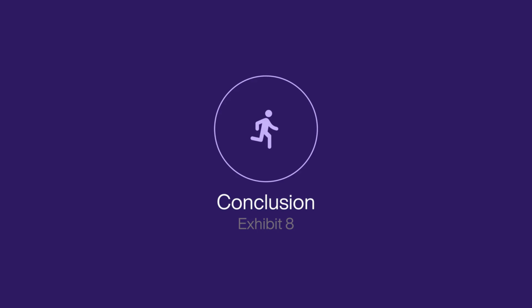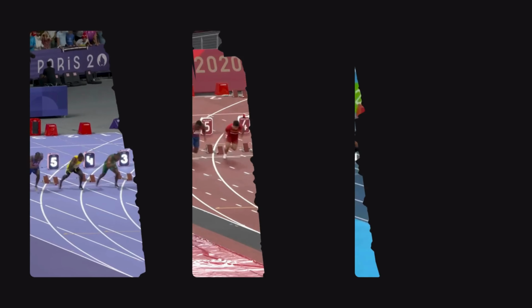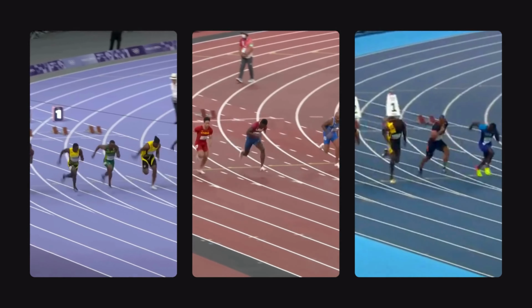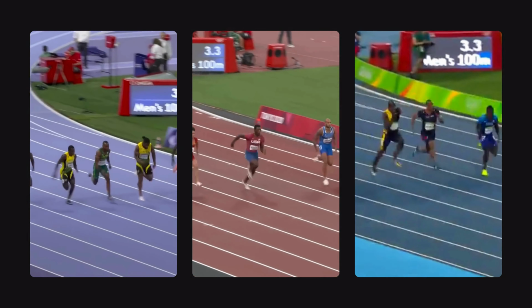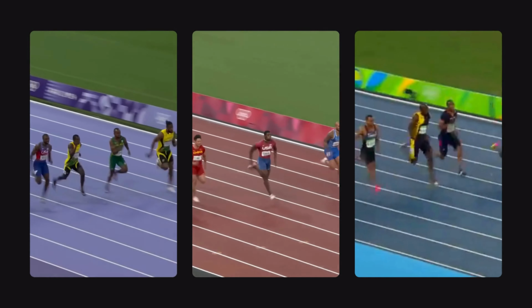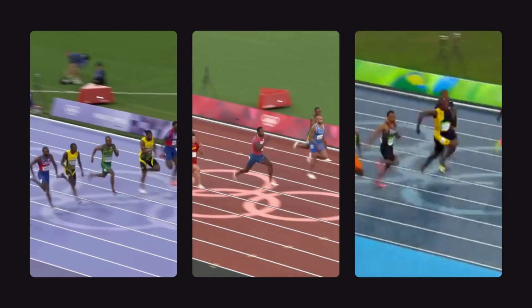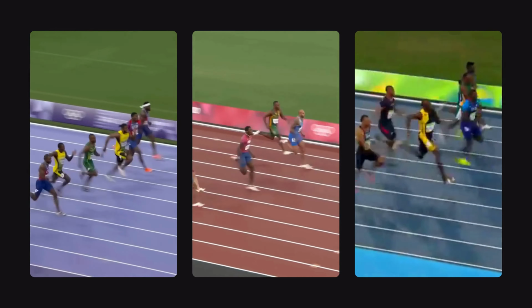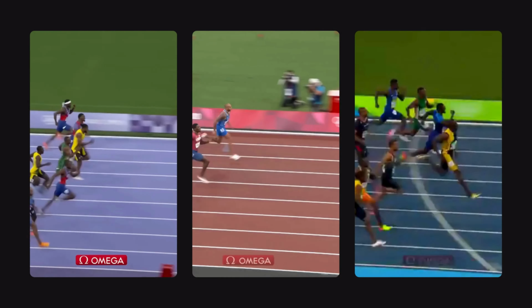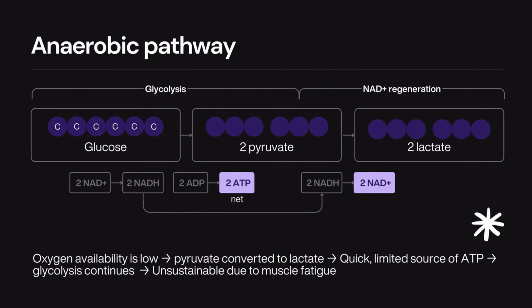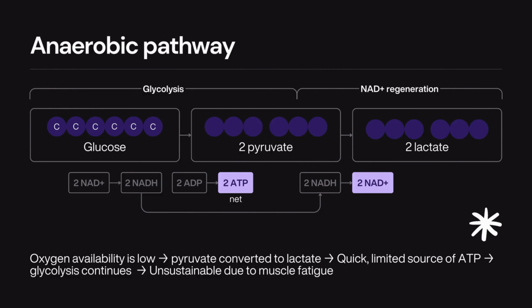Exhibit 8. Conclusion. So why is it almost impossible for humans to run a 100-meter dash in 9 seconds flat? Well, due to limitations of human cellular respiration, particularly the transition between anaerobic and aerobic energy systems. During such a short and intense effort, the body primarily relies on anaerobic pathways, particularly glycolysis and lactic acid fermentation, which rapidly converts glucose to pyruvate, yielding a net gain of 2 ATP molecules. However, this process quickly leads to the accumulation of lactic acid when oxygen is scarce, resulting in muscle fatigue.